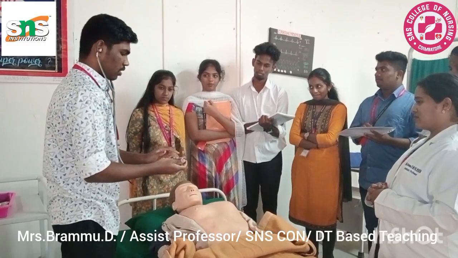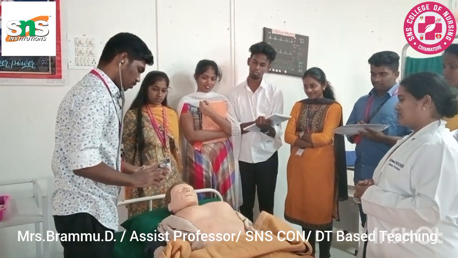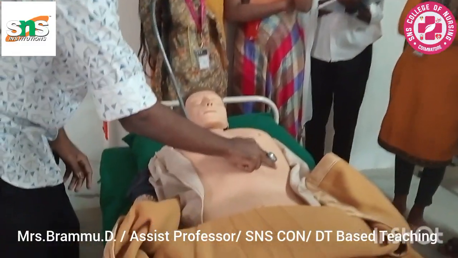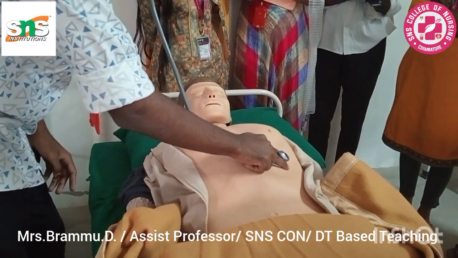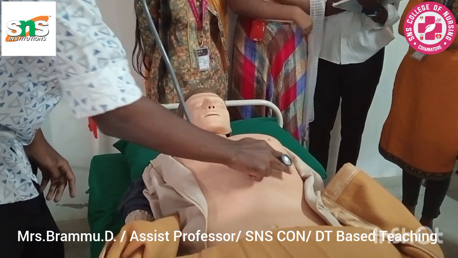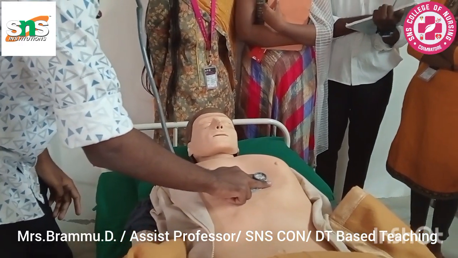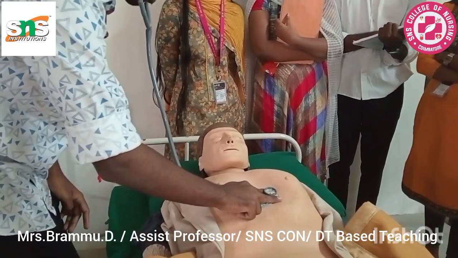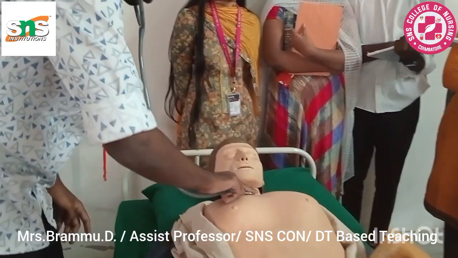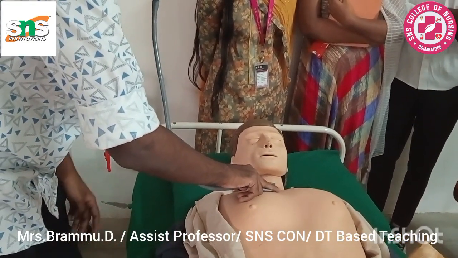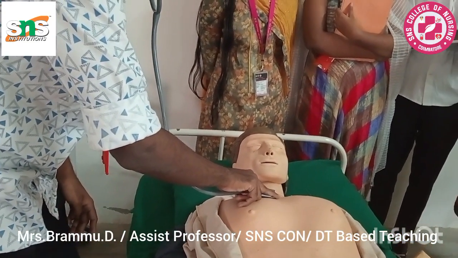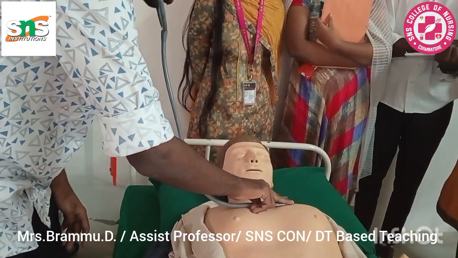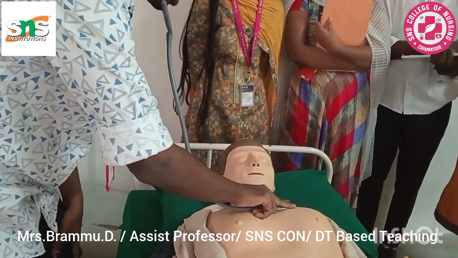Check the mitral valve in the fifth intercostal space. And check the tricuspid valve in the fourth intercostal space. And check the aortic valve in the second intercostal space. And check the pulmonary valve in the second intercostal space, on the left.